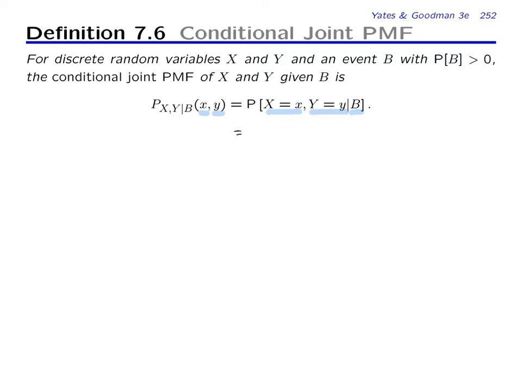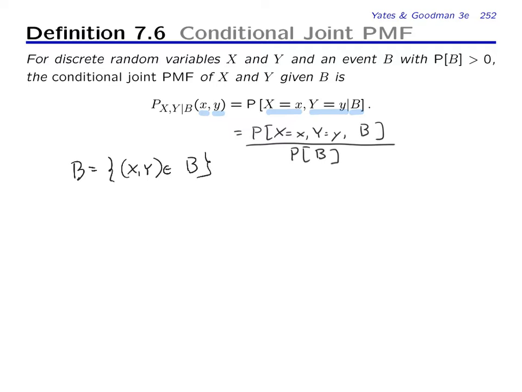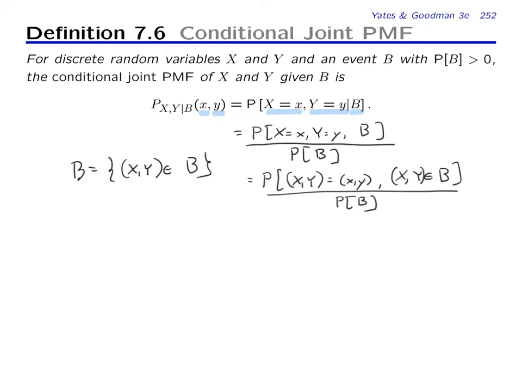From the definition of conditional probability, we can write this as the probability of the joint event, X equals x, Y equals y, and B, whatever B happens to be, divided by the probability of B. When B is shorthand for the event that the pair XY belongs to B, that is, that B is a region of the XY plane, we can continue and write that this event we can think of as X and Y equal x and y, and X and Y belong to the set B, over P of B.